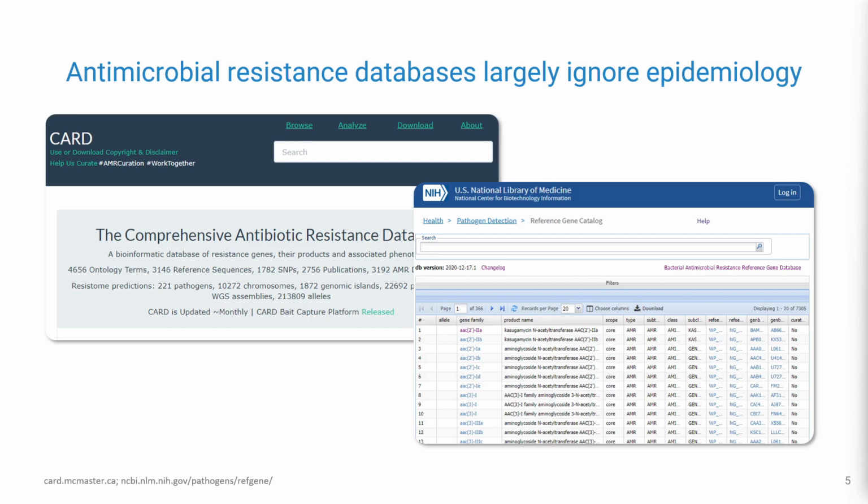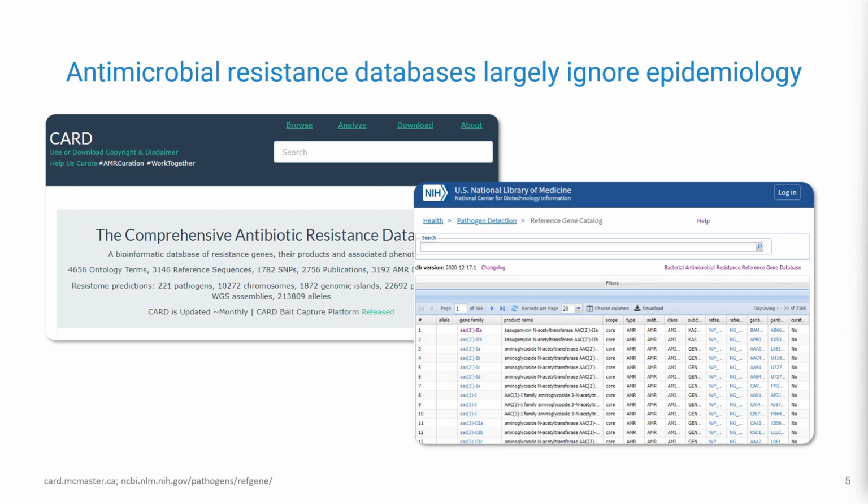To track these genes, surveillance programs rely heavily on resistance databases like the Comprehensive Antibiotic Resistance Database here at my lab, or NCBI's Reference Gene Catalog. These databases primarily contain information about a resistance gene sequence, the mechanism of resistance, bacteria that contain the gene, and the drug classes it resists.